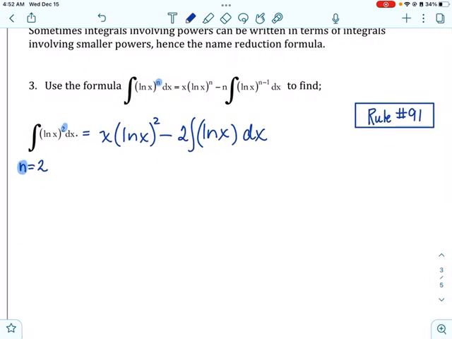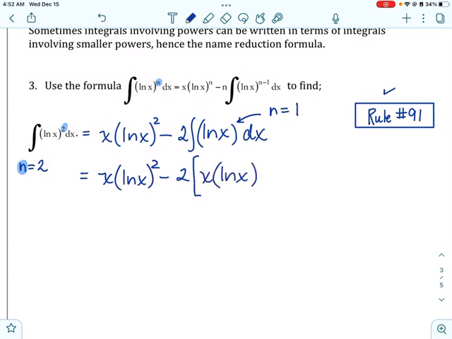Okay, we'll pause and take a look at that. And just as a comment here, Rule 91 in the back of your textbook is the one that we're using here. So let's copy the first part, x times ln of x squared minus 2, and then I'm going to repeat this process, but now n is equal to 1. So we've got x times ln of x, and then it'll be minus the integral.